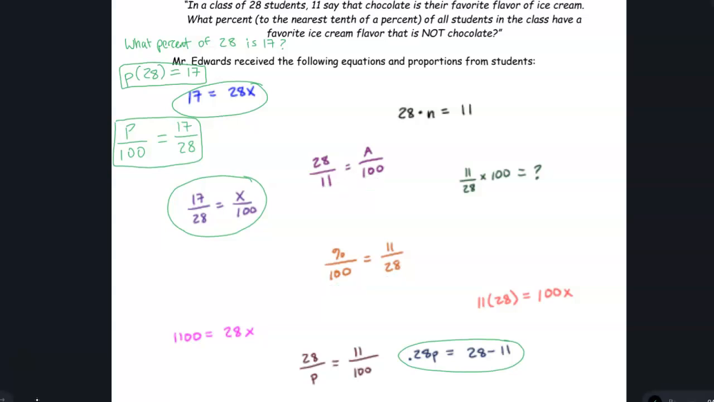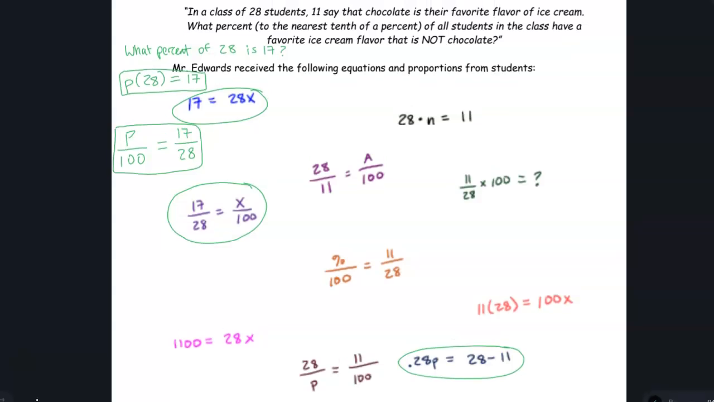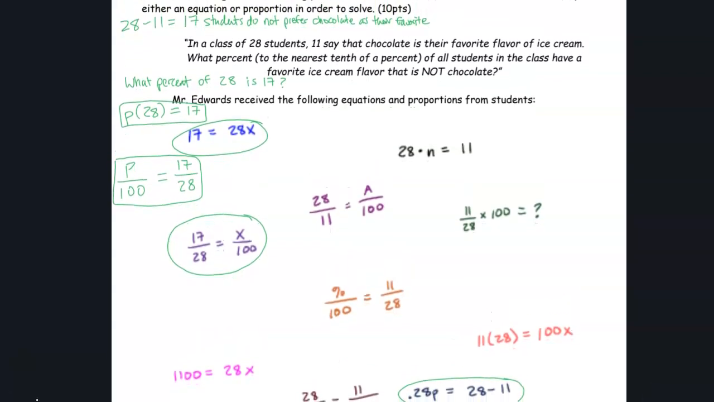So let's try the other method then. Instead of subtracting right away by doing the 28 minus 11 to get that 17 students do not prefer chocolate as their favorite, let's just go ahead and do this without subtracting first. So doing it this way, we would really be saying what percent of 28 is 11, right? So 11 students had a favorite flavor being chocolate.